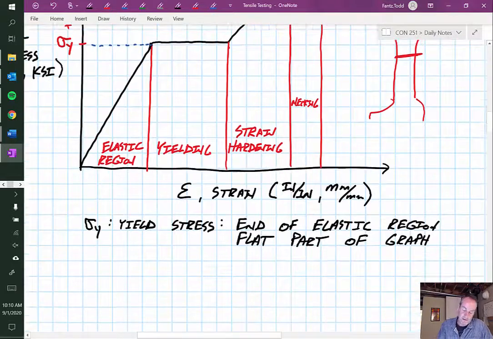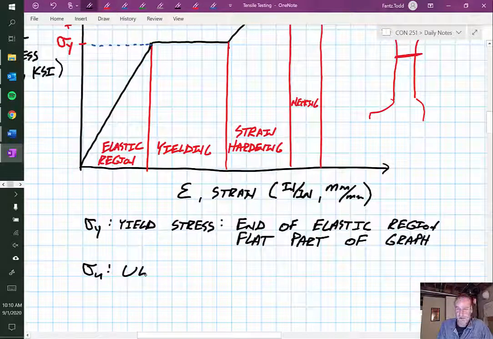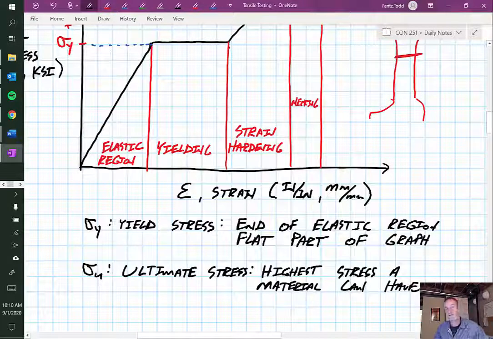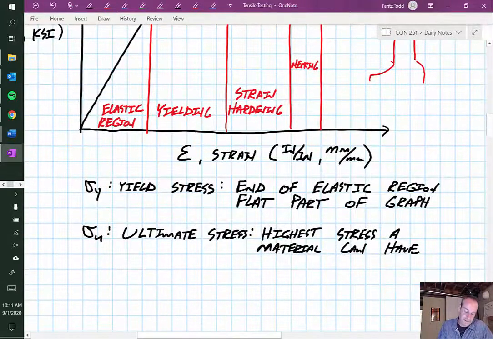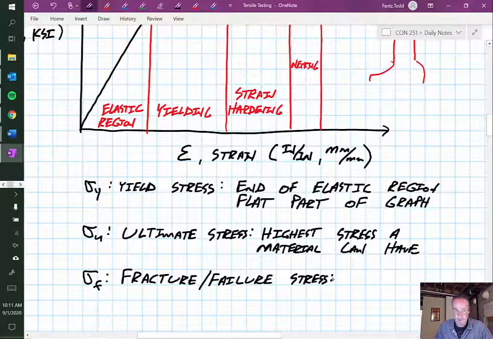We also have our sigma U, which was our ultimate stress, our highest stress that we can have for that material. And of course, that's critically important because any more than that, and you have failure, meaning the whole thing's going to come apart. So remember, force and stress are related. So when we talk about ultimate stress, we could also say the ultimate force that your object can have before it's going to blow apart. And then the last one we had was our sigma F, which was our fracture or failure stress. And that just means the stress when it failed, what was that value?